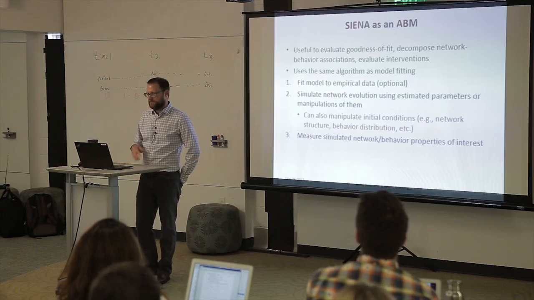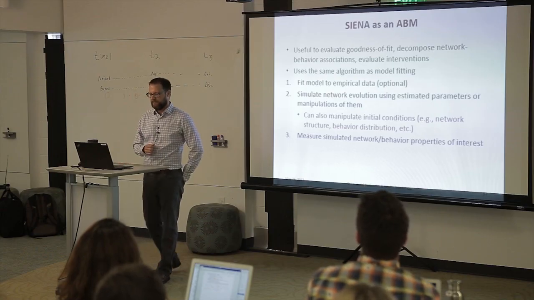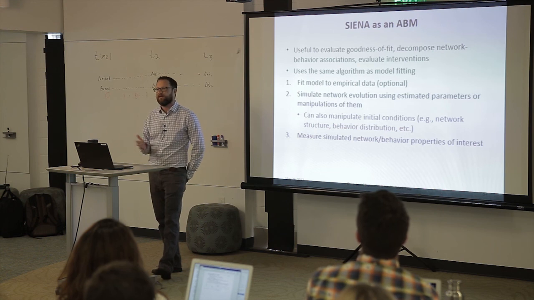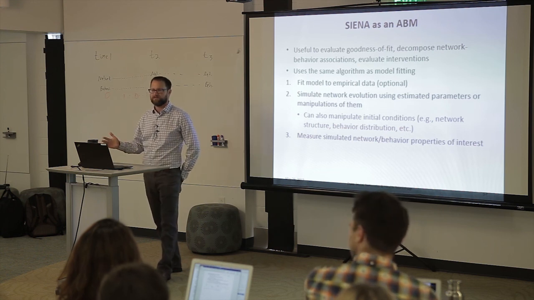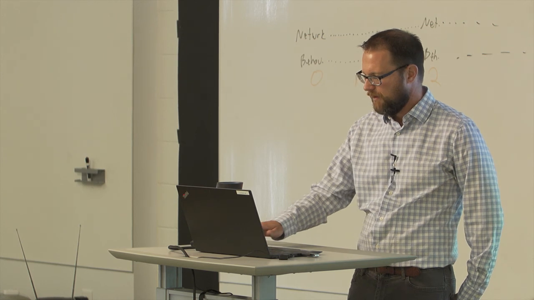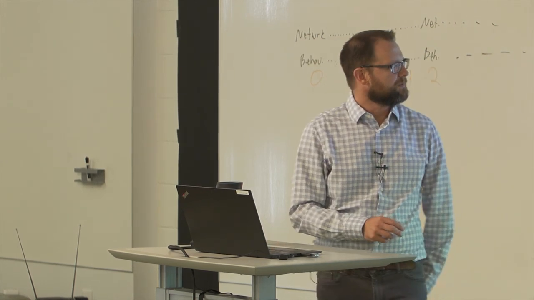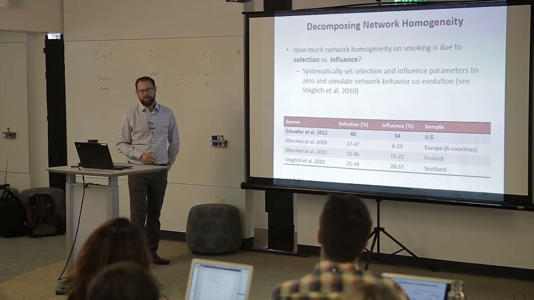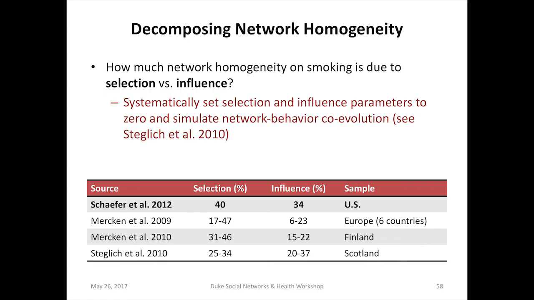And there are other reasons people use simulations. You could evaluate interventions or changing the rules, or ask, what if we had this same process in a different network, a different context? What might it look like? Okay. All right, so just an example of decomposing homogeneity. We could answer the question, how much homogeneity observed is due to selection? How much is due to influence?